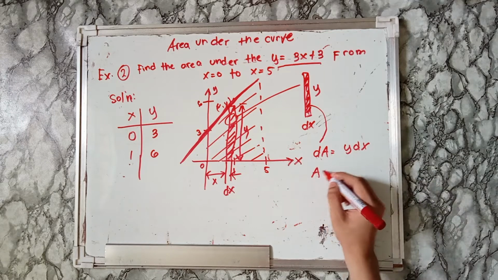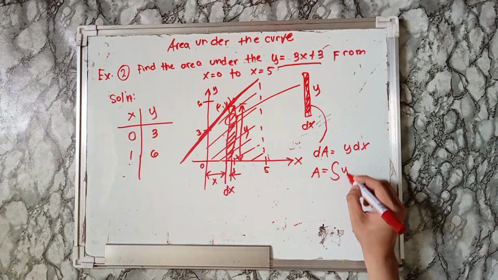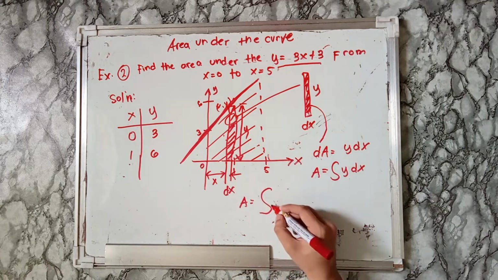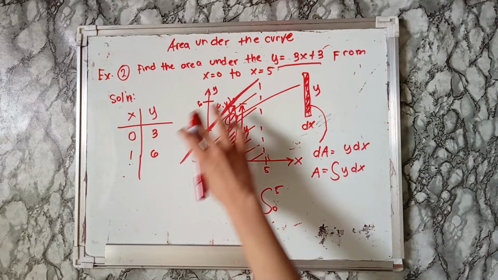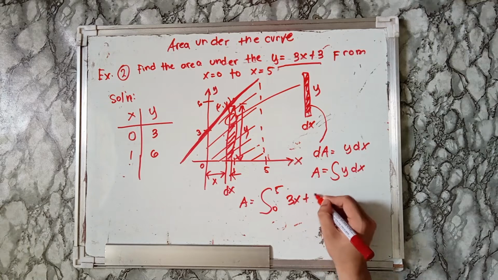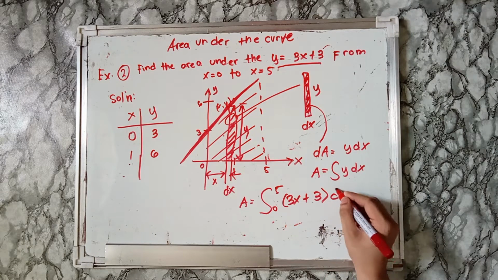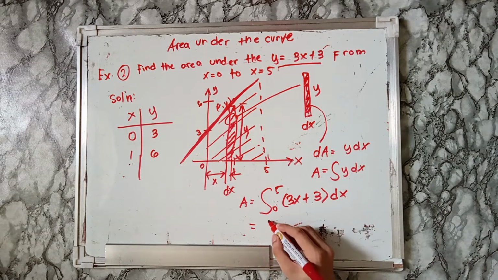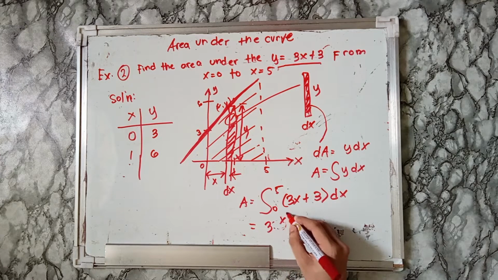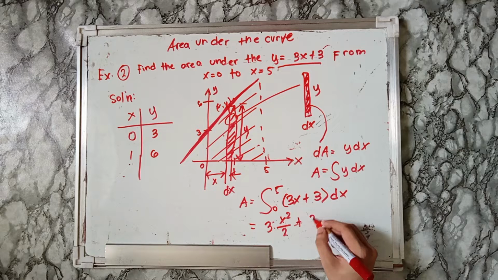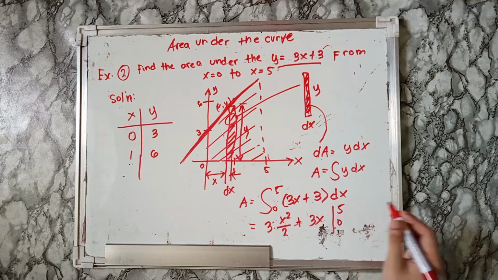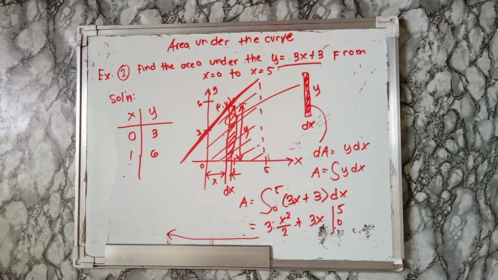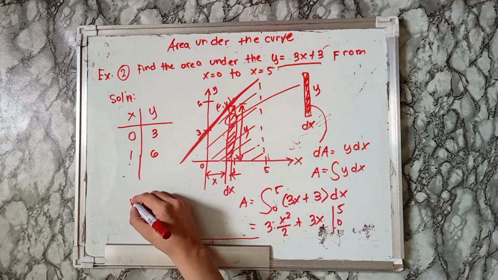Now, if we integrate both sides, we have area is equal to the integral of y dx. So our limits are 0 to 5, and our y here is 3x plus 3, right? Now, integrating, we have 3x squared over 2 plus 3x with limits from 0 to 5, right? Now, this is just 3 halves.